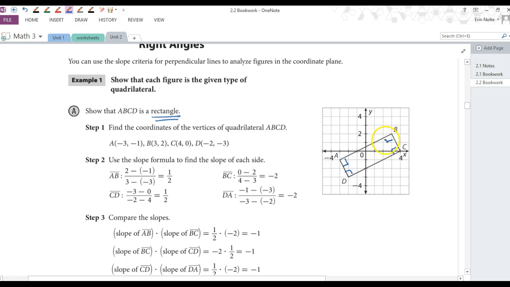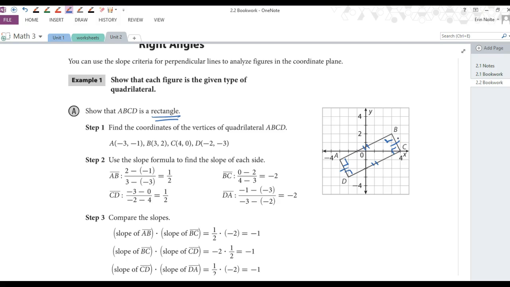Also, opposite sides are congruent. So this side would be congruent to that side, and this one would be congruent to that side. Also being true, because of those facts, a rectangle is in fact a parallelogram. So that means the opposite sides are parallel as well.